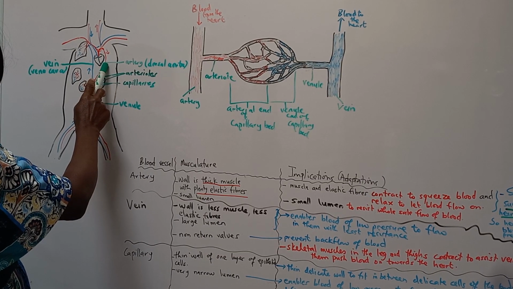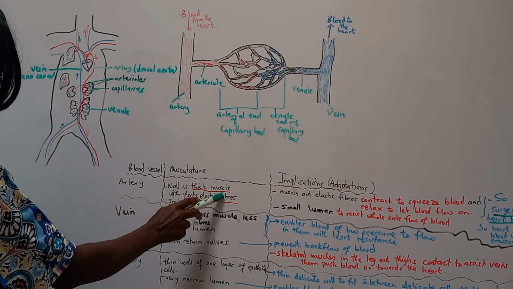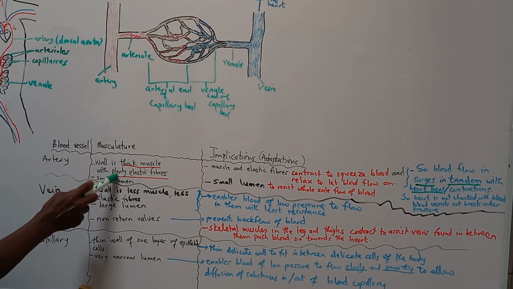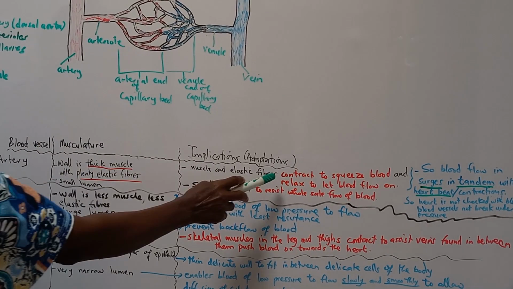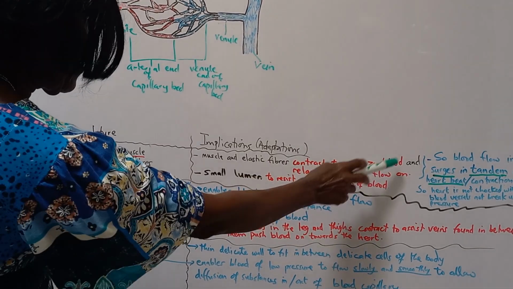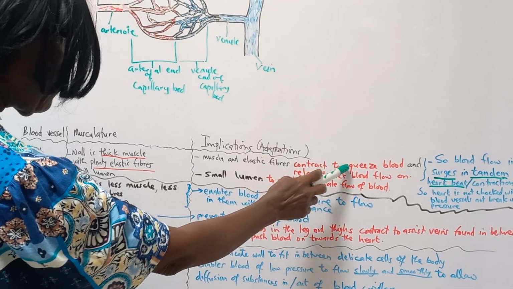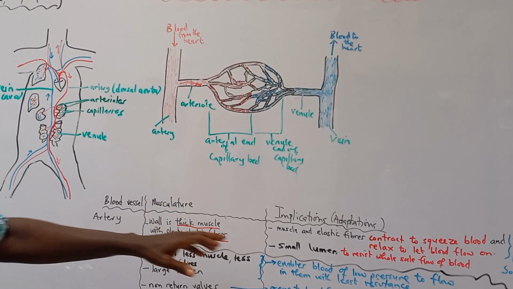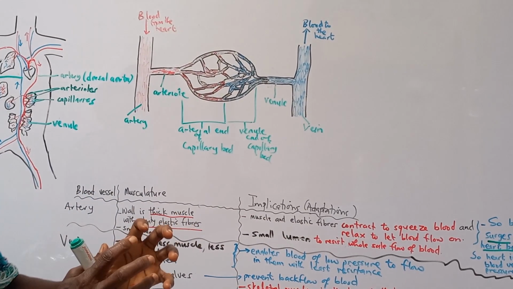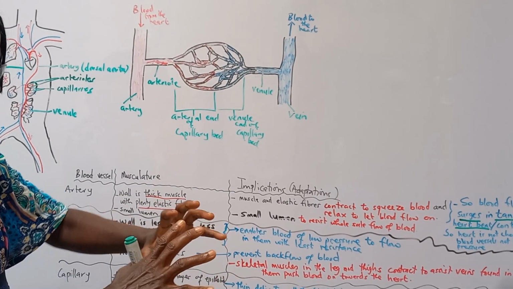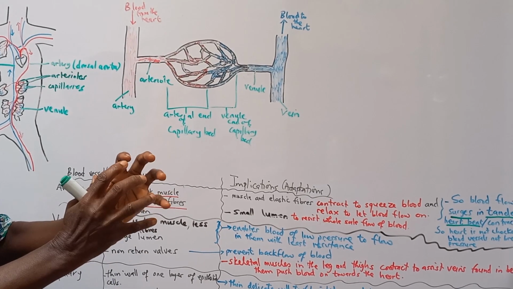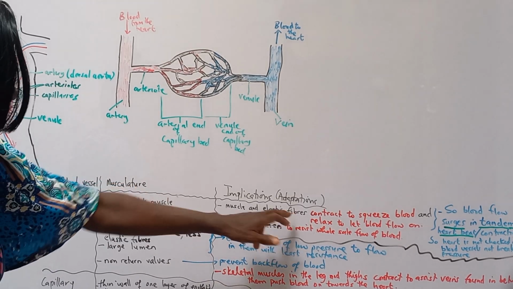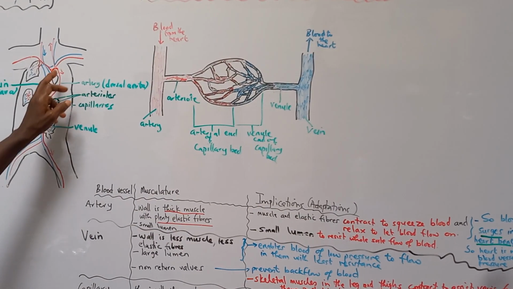The implication is that the muscles contract, and the elastic fibers also contract and relax. So the thick elastic walls of the artery contract to squeeze blood and then relax to allow blood to flow. Remember, the artery is receiving blood from the heart. So the muscle and elastic fibers contract to squeeze blood, and when they relax, they allow blood to flow in. They contract to squeeze blood and relax to allow the blood to flow on. That is the purpose of the thick elastic fibers of arteries.